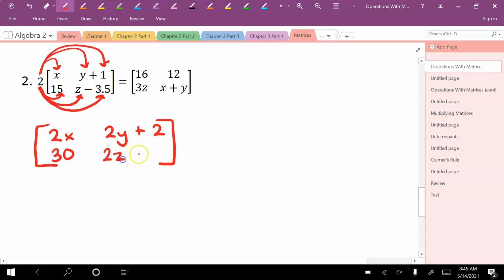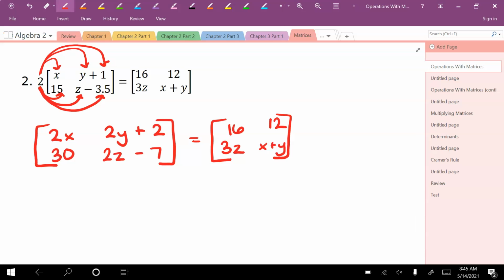Good. Okay, and now that's equal to that other matrix, the 16, 12, 3z, x plus y. Okay, so now you guys take a minute or two and try to finish solving this. So set up your equations. You may have to solve for certain ones first before you can solve for the one that's got multiple variables in it.